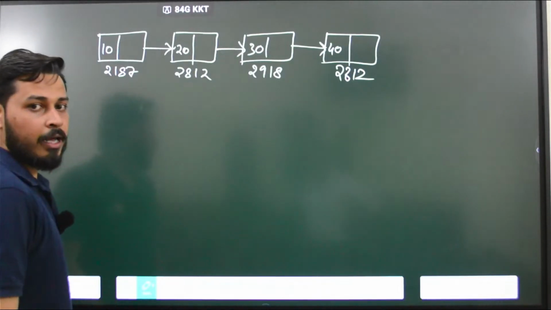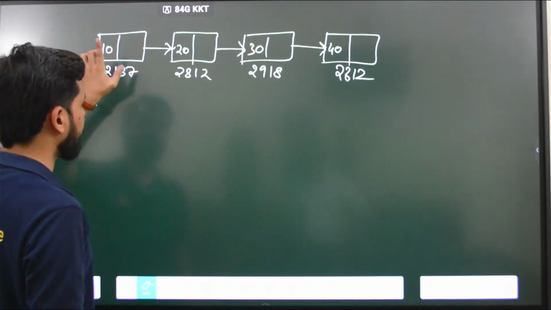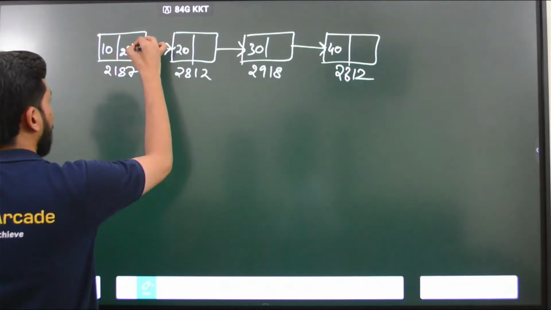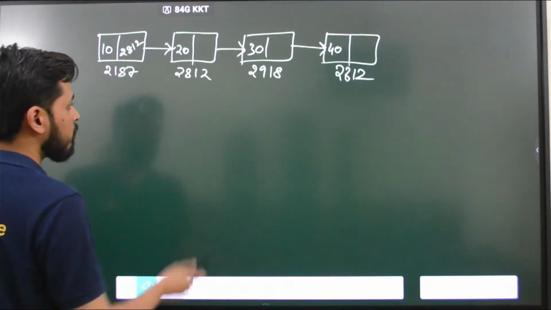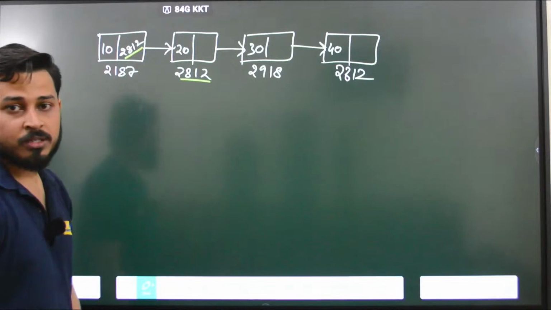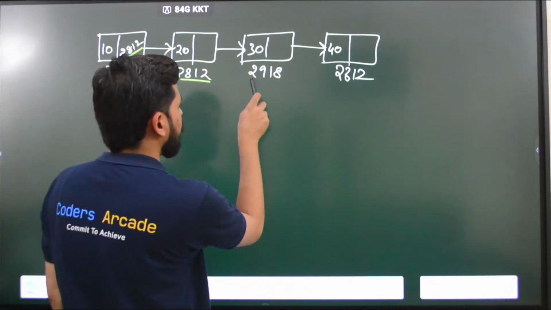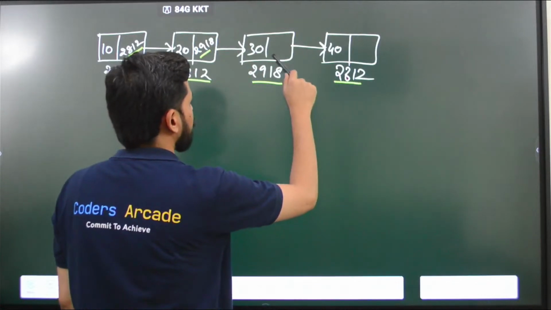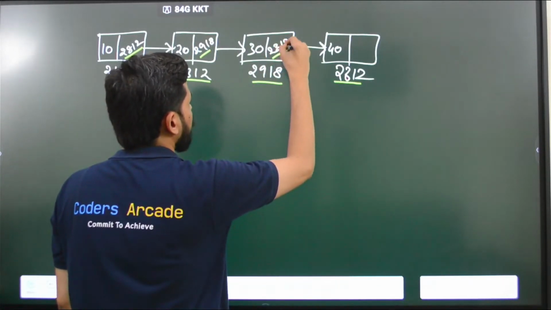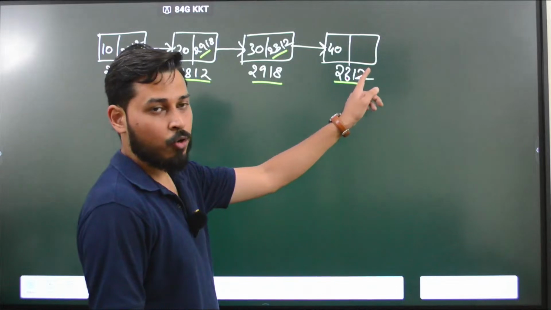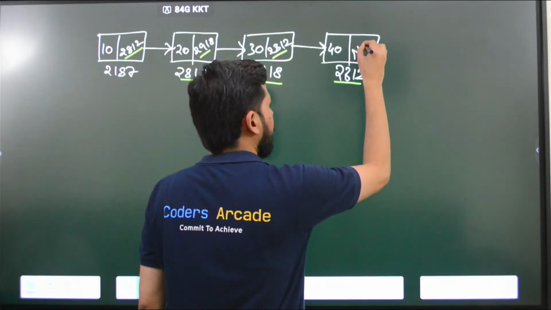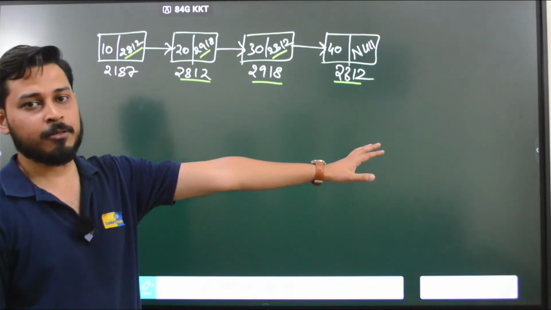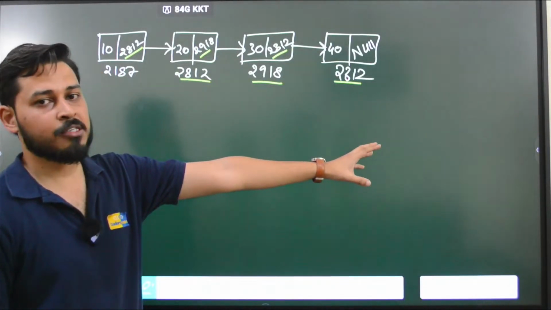Now if this node is connected to this node, then this next pointer will hold the address of the next node. So 2812, this address will be stored right here. Similarly, this address will be stored right here, that means 2918. This address will be stored right here, that means 2312. And here, because it is the tail node or the last node, this next pointer will be pointing towards null. Null means there is no node connected in front. Understood? This is very clear.